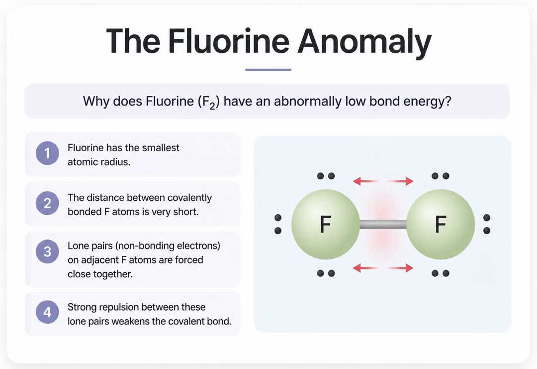You might be wondering why fluorine breaks the trend with an abnormally low bond dissociation energy. It comes down to its tiny size. Because the fluorine atoms are so small, the bond length is very short. This forces the non-bonding electron pairs on adjacent atoms incredibly close together. The resulting electrostatic repulsion between these lone pairs actually weakens the covalent bond.